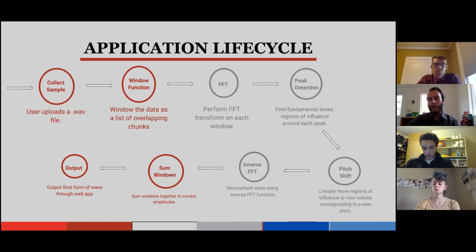And then we go down to the second row here on the right. We shift the pitch according to the shift factor that we calculated from the peaks, and we shift those regions independently from one another. And then for each of those windows, we're going to take the inverse Fourier transform, and then we're back in the time domain here, so we can combine our windows, and then we've got a final array here that we can write to a wave file or play.